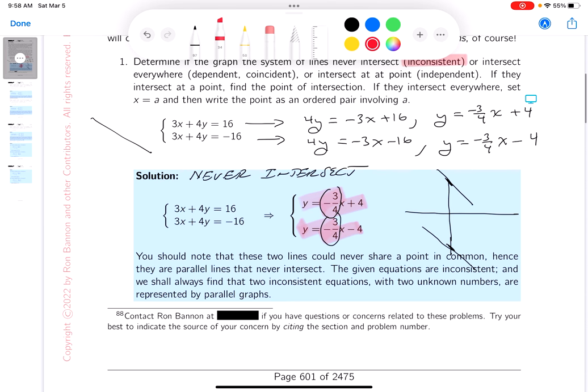Let's read the key. You should note that these two lines could never share a point in common. Hence, they are parallel lines and never intersect. The given equations are inconsistent. Again, they never intersect. And we shall always find that two inconsistent equations with two unknown numbers are represented by parallel graphs. Thank you.